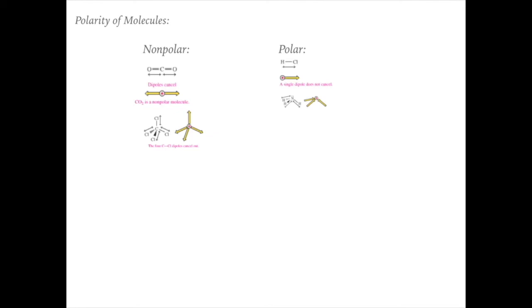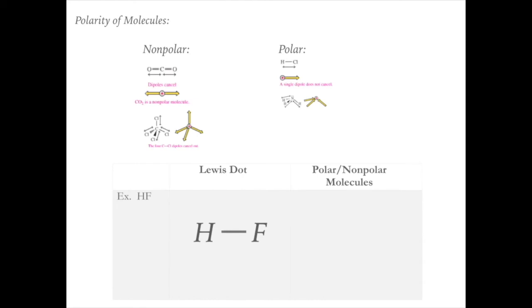Right now, I just need you to be able to draw these and determine if the molecule is polar or nonpolar. So let's look at this example. I'm going to draw my Lewis dot structure. Okay, so I've got HF, hydrofluoric acid. I'm going to draw the Lewis structure. There it is. Fluorine is more electronegative than hydrogen, so I'm going to have my vector facing towards fluorine because fluorine is hogging those electrons. Notice nothing cancels out that dipole. So as a result, HF is going to be a polar molecule, and that's it.